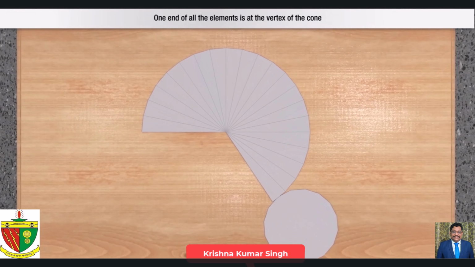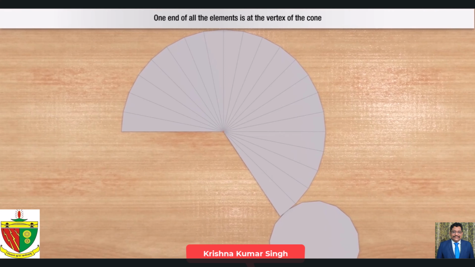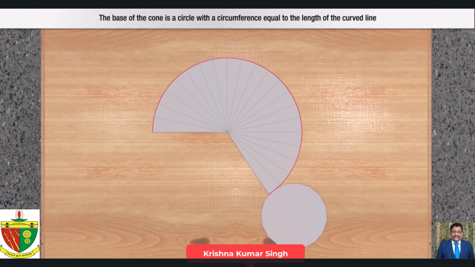One end of all the elements is at the vertex of the cone. The other ends describe a curved line. The base of the cone is a circle with a circumference equal to the length of the curved line.